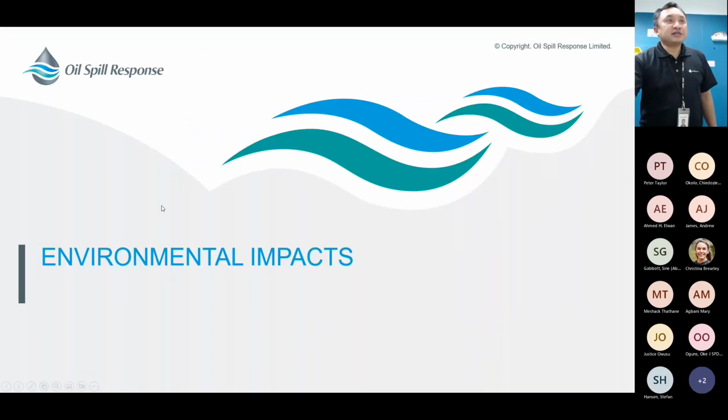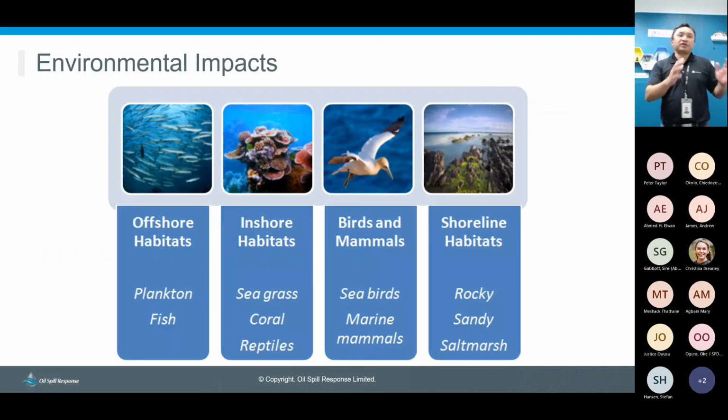In terms of environmental impacts, we could compartmentalize them into a number of groups. It could have an impact on offshore habitats, for example plankton and fish. It could have an impact on inshore habitats, for example seagrass, coral, and reptiles. You can also compartmentalize into birds and mammals, wildlife basically, so you have your seabirds, reptiles also, and marine mammals. And of course, shoreline habitats. Different types of shorelines would be impacted differently, and of course, by different types of oil. So let's go through one by one.